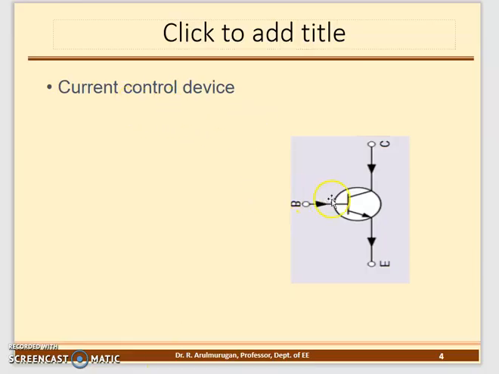So BJT is a current control device. It's a BJT, it's a transistor. What does a current control device mean? The current you want to give is the input. What is the input? Base with respect to emitter. It's an input, so you are going to do the triggering.